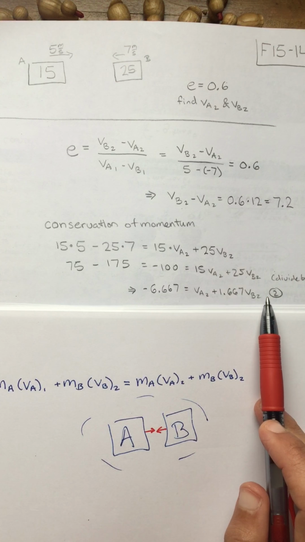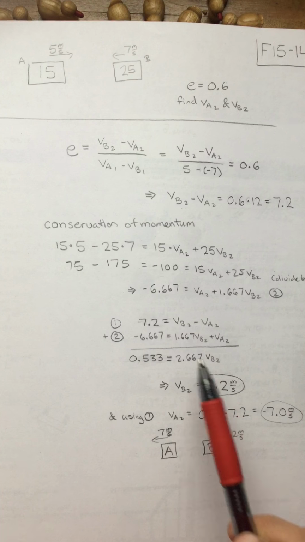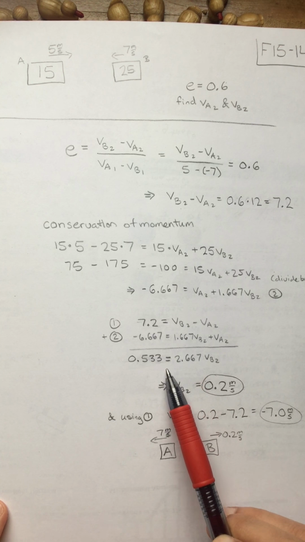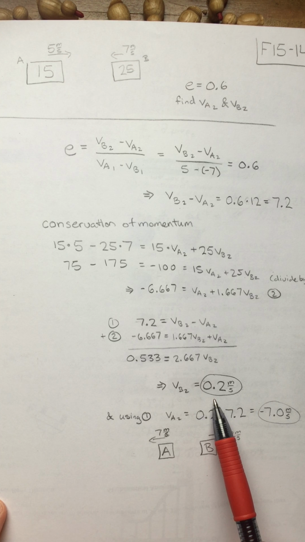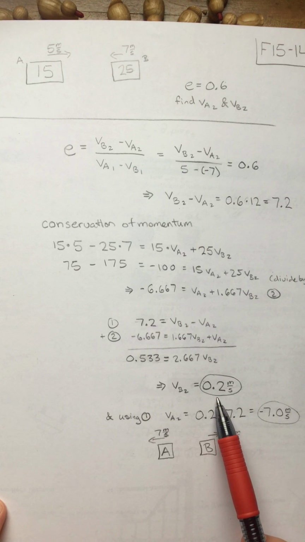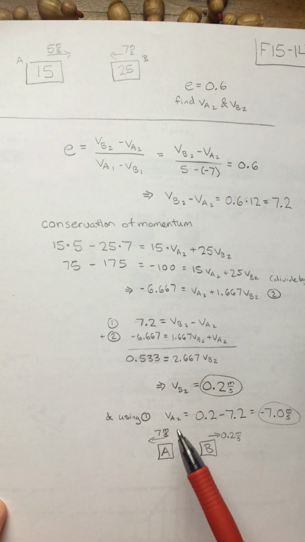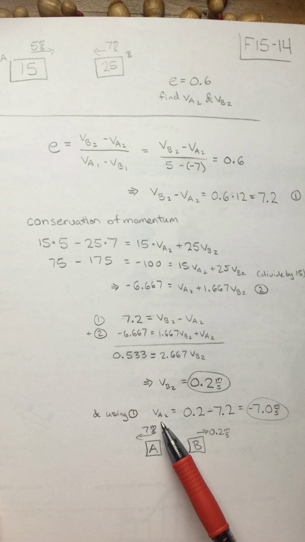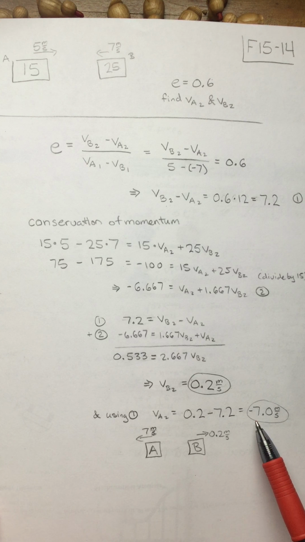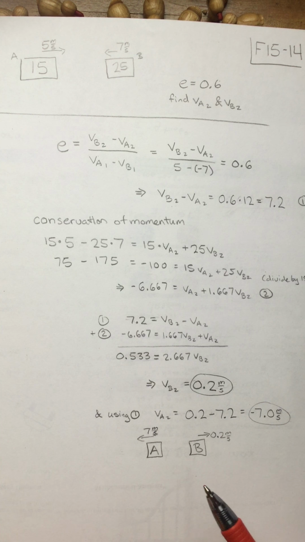Now I have equation 1 and equation 2. Those equations have the same two unknowns. If I add equation 1 and equation 2 together, as I've done here, I can solve for VB2, and I get 0.2. Because this is positive, that means after the collision, car B is going to the right. Then using equation 1, I can solve for the final velocity of car A, which is negative, so that means after the collision, car A is going to the left. And we found the final velocities, and so that's it for fundamental problem 15-14.